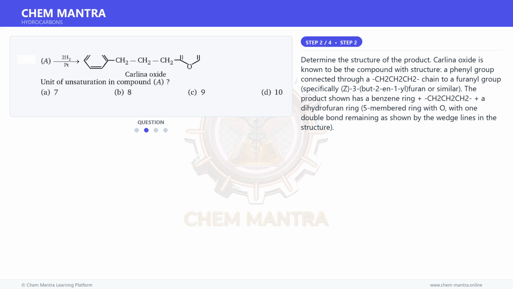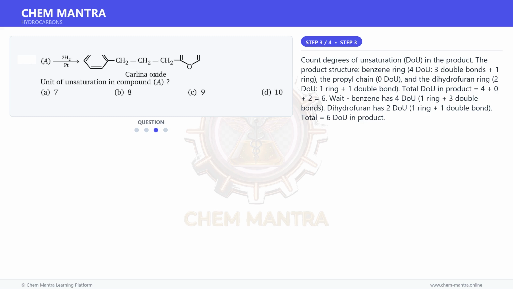Moving on to the next step. Determine the structure of the product. Carlina oxide is known to be the compound with structure a phenyl group connected through a CH2CH2CH2 chain to a furanyl group. The product shown has a benzene ring plus CH2CH2CH2 plus a dihydrofuran ring, a 5-membered ring with O, with one double bond remaining as shown by the wedge lines in the structure. Moving on to the next step.